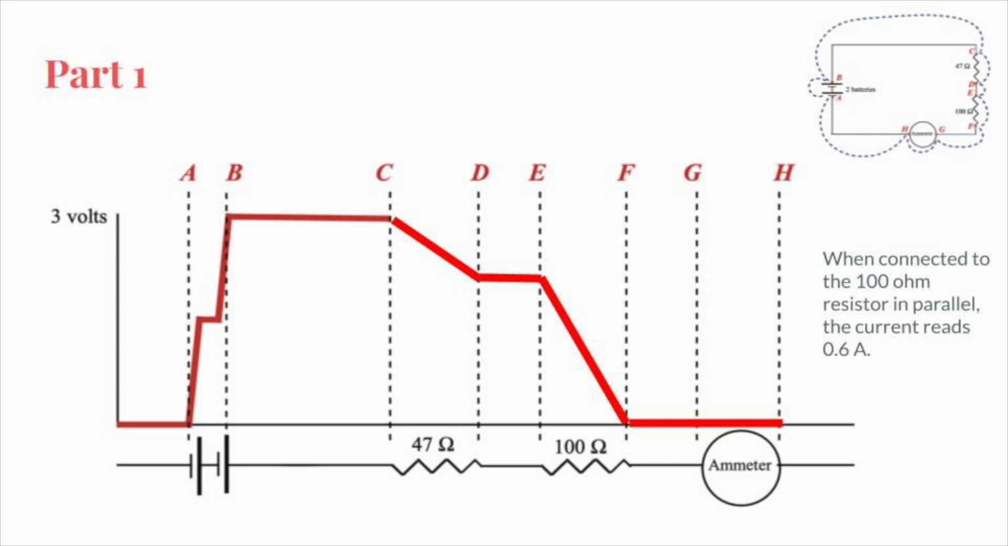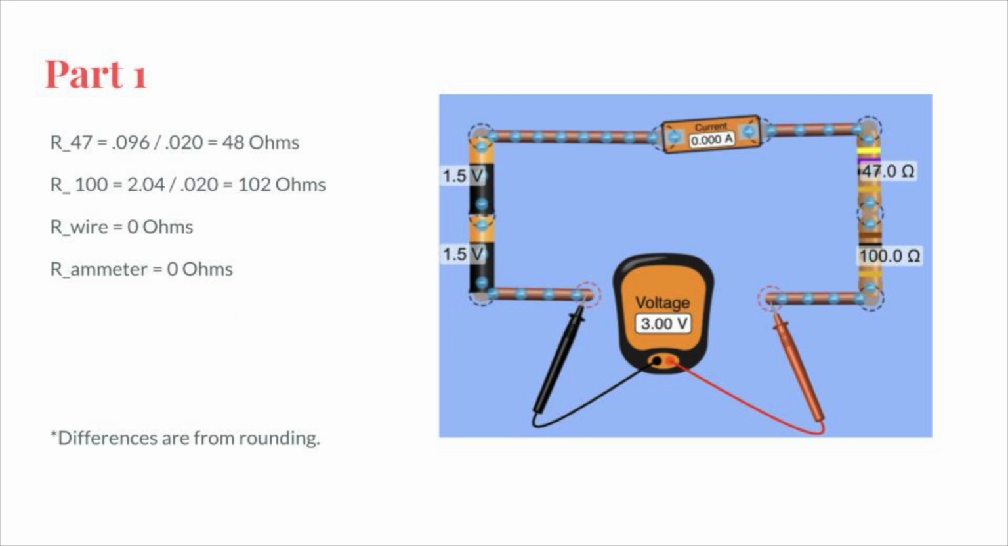When connected to the 100 ohm resistor in parallel, the current reads 0.6 amperes at this point. Using the measurements from the given tools, we were able to figure out that the resistance from each of the labeled resistors is actually equivalent to what it labels, with the only differences, 48 to 47 and 102 to 100, being the result of rounding.